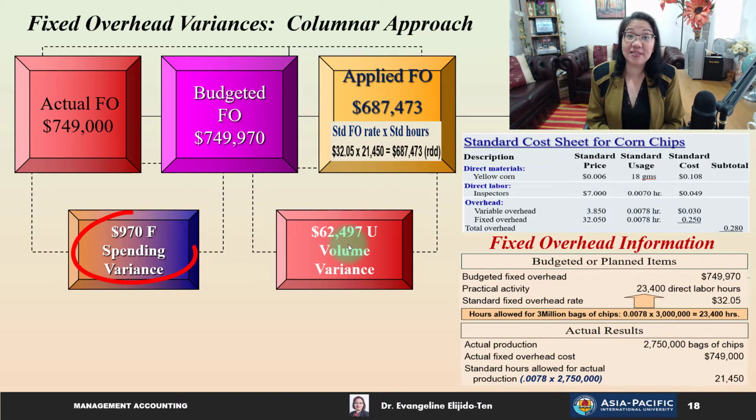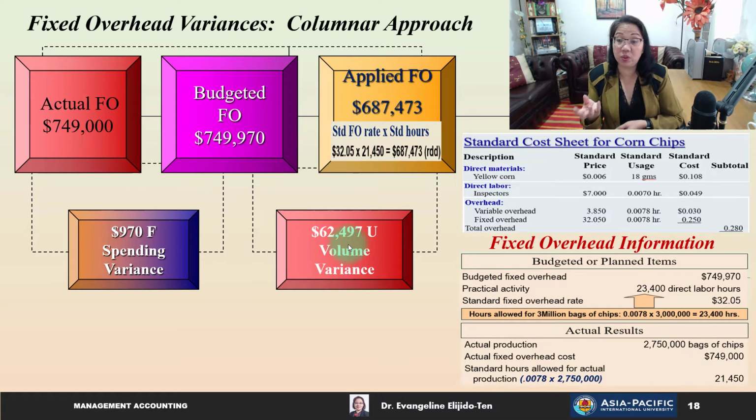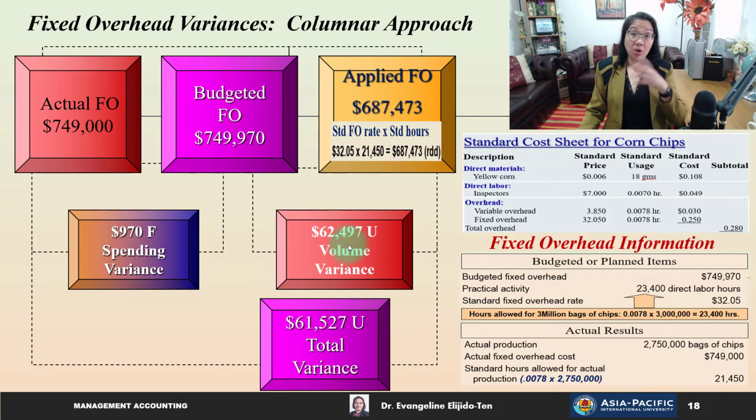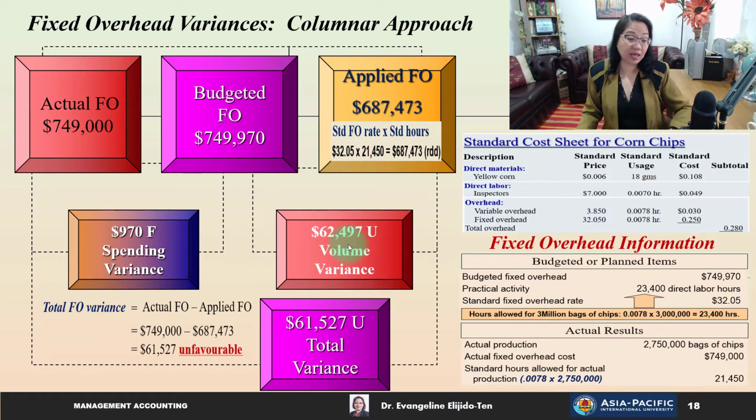Our spending variance was $970 favorable, but when you take the volume variance that is unfavorable, $62,497, and the spending variance that is favorable, $970, our overall fixed overhead variance is still unfavorable, $61,527. The total fixed overhead variance is calculated by getting the difference between the actual fixed overhead of $749,000 and the applied fixed overhead of $687,473. That gives us the unfavorable variance of $61,527. By far, this is the biggest variance of all, and so it is most certainly worth investigating.